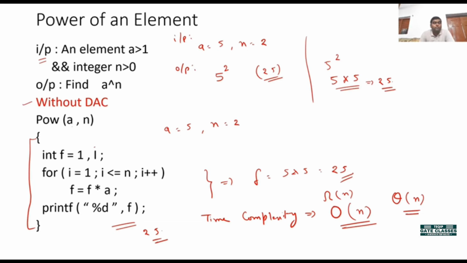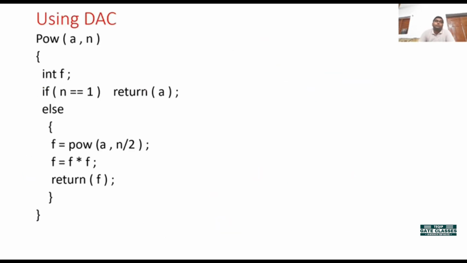Now we will see what effect will come on the time complexity if we solve this with the divide and conquer approach. What will be the resultant time complexity if we solve this particular problem with the use of divide and conquer strategy? So let us see this with the use of divide and conquer. So this is using divide and conquer. So what is the approach here?